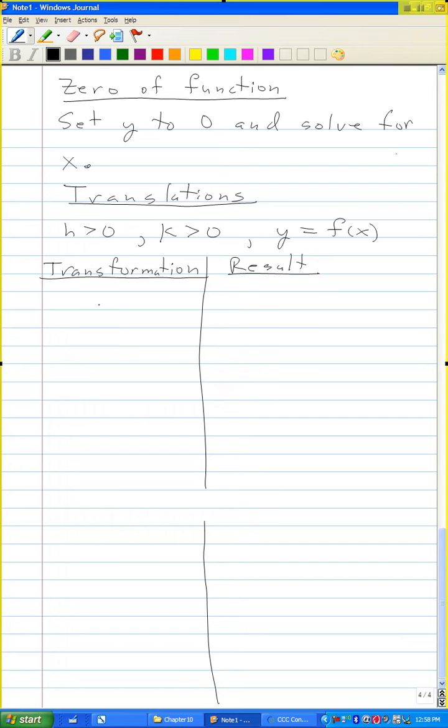Okay, so suppose that instead of x, I write x minus h. The result is that I should translate right. I should translate the graph of y equal f of x right by h units. And so this is h units in the positive x direction.